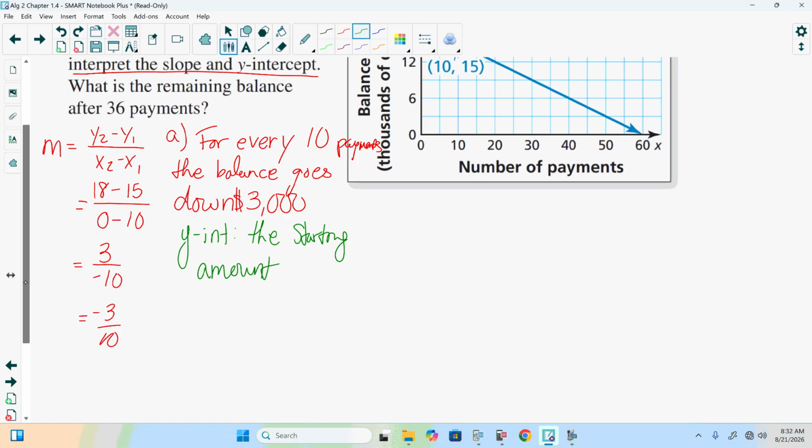Questions on interpreting the slope and y-intercept? Okay.